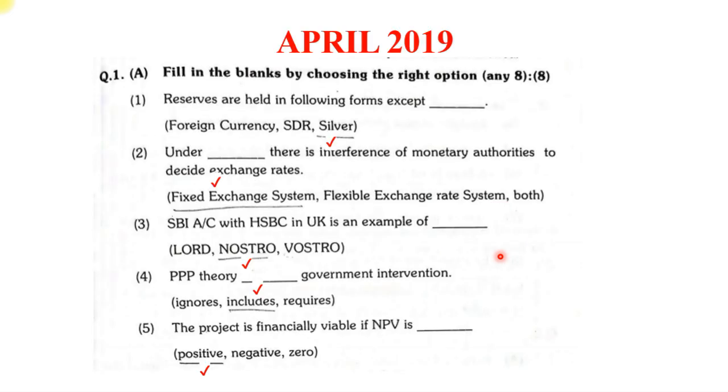First is April 2019. Under that, the very first question was MCQ. So here are the answers. First, reserves are held in the following form except dash. The correct answer is silver. Under dash, there is interference of monetary authorities to decide the exchange rate, that is fixed exchange system. Third one, SBI account with HSBC in UK is an example of dash, that is Nostro account. PBB theory dash government intervention, thus includes the project is financially viable if NPV is positive. So these were the first five MCQs. You can go through once and take a screenshot of that, and then we'll move ahead.